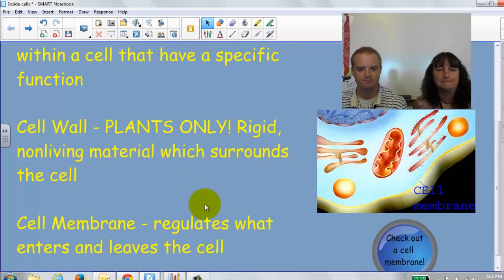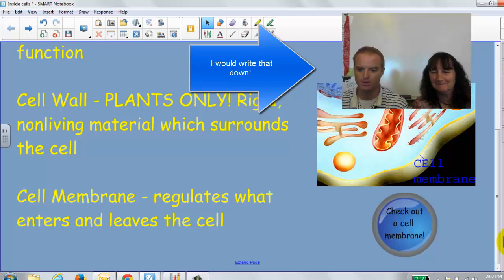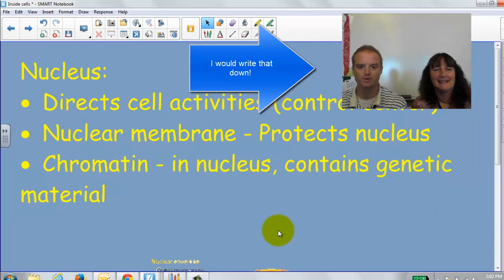Then there's the cell membrane. In a plant cell, inside the cell wall, there's going to be a cell membrane, and that regulates what's going to come in and out of the cell. Do plant cells have a cell membrane? Yep, plant and animal cells both have a cell membrane. So all cells have a cell membrane. Good to know. Moving on to our next organelle.